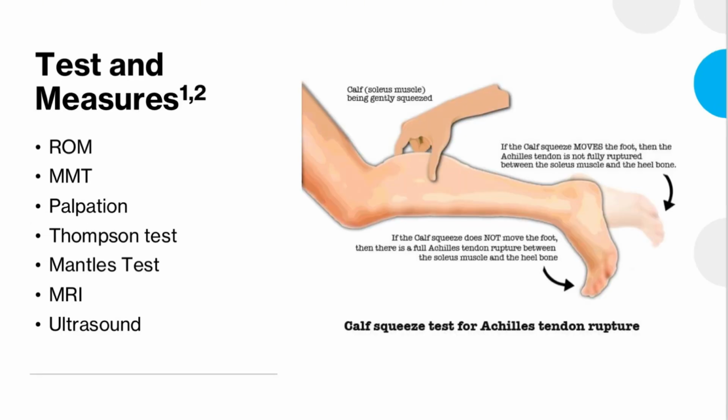Okay, some testing measures. We can start with range of motion tests and manual muscle testing, just to test the strength of the calf. Also, palpating can reveal how big the gap is in the rupture, if it's a complete rupture. The Thompson test, which involves squeezing the calf to check for plantar flexion, is one of the number one tests they do for Achilles tendon rupture. And then an MRI and ultrasound just to see how severe the tear is.